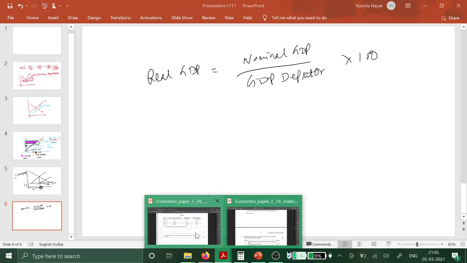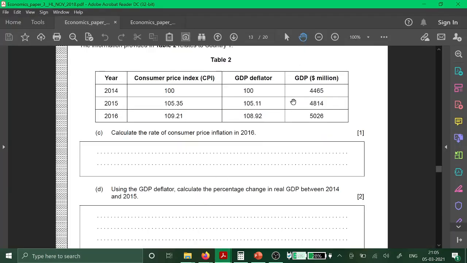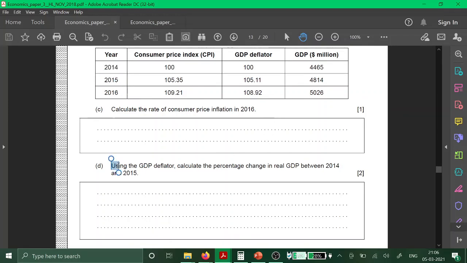So this part: your nominal GDP 4814 divided by your GDP deflator 105.11 times 100. That is your real GDP for 2015. This question is about the change between 2014 and 15. Sorry, I'm doing D, the question is D1. So it is asking for the change in real GDP between 2014 and 15. Getting it?